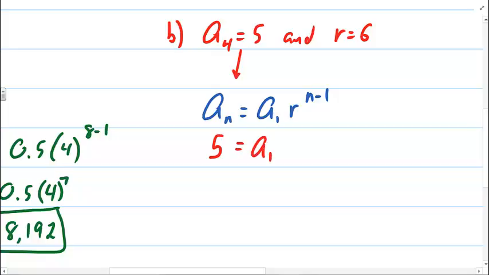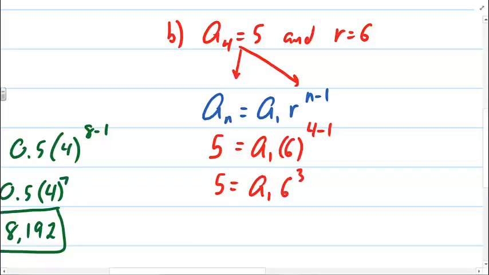I don't know a sub 1. R is 6, so we'll put 6 in parentheses here. And the n that I use to get this 5 over here is that 4, and so the 4 is going to go in right here, so it'll be 4 minus 1. 5 equals a sub 1 and 6 to the 3rd.